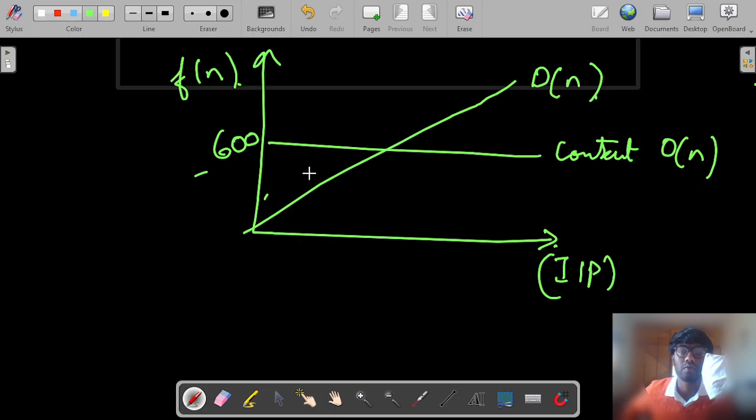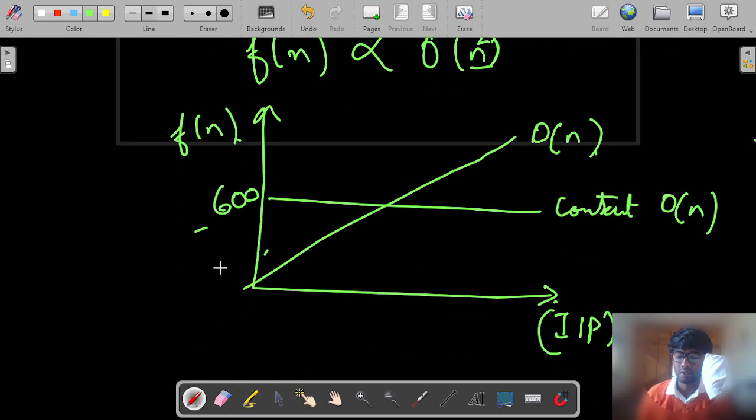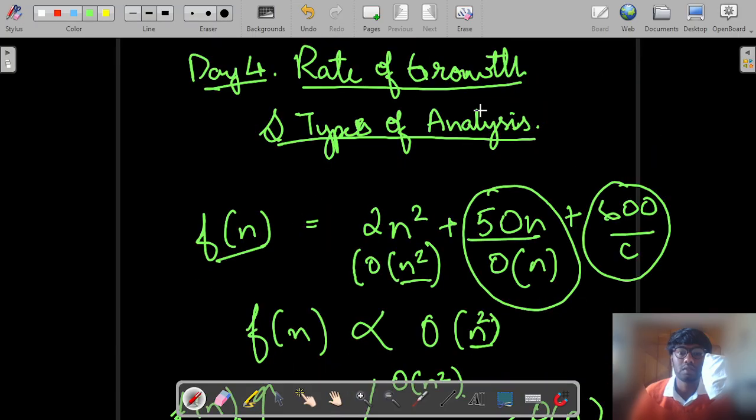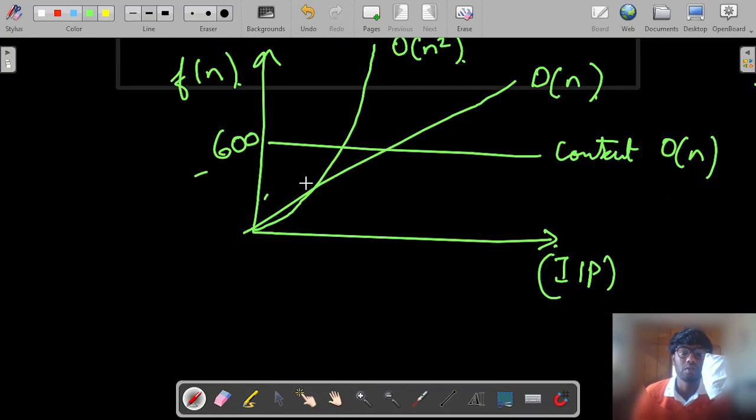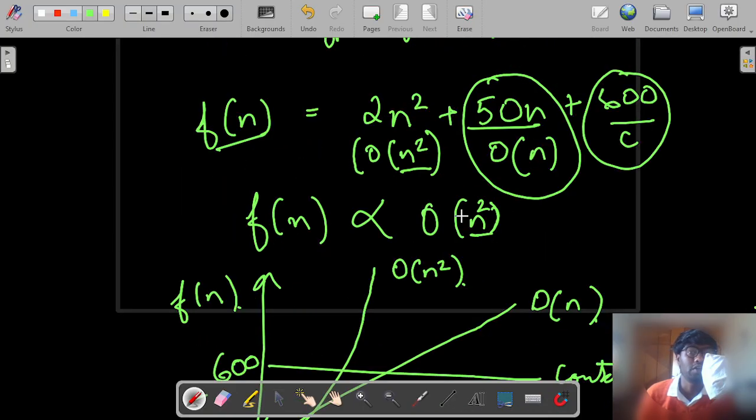Whereas in case of O of n square, the one that we are seeing here, the function will gradually be increasing in this direction. This will be O of n square, right? So this is a rate of growth. These are different rates of growth. This is constant rate of growth, this is linearly growing, and this is exponentially growing, right? This way we can understand rate of growth.